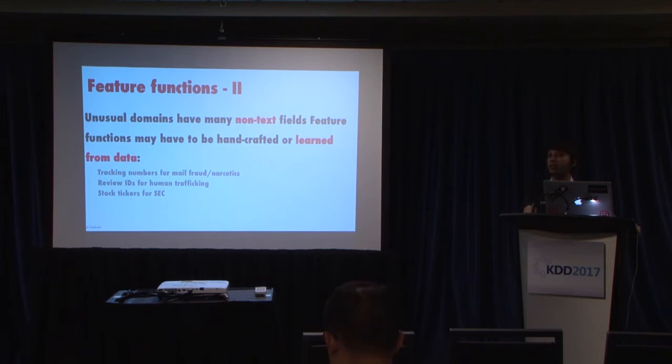Unfortunately, this works for usual domains. For unusual domains, the problem is that we have to deal with many non-text fields. The string, token, and phonetic ones are designed for strings. They're string matching functions. But in the unusual domains, we have a lot of things that are not text. Just some examples that we've seen earlier are the tracking numbers. We're all familiar with the tracking numbers in UPS, USPS, and so on.